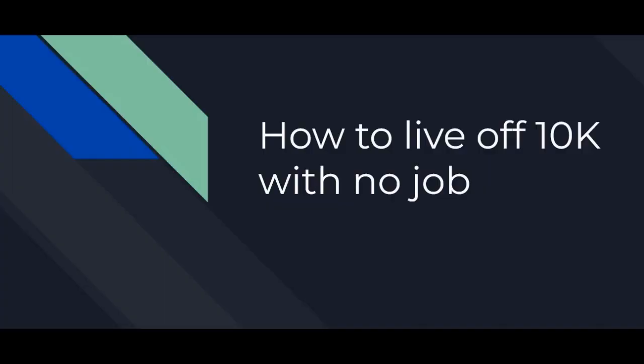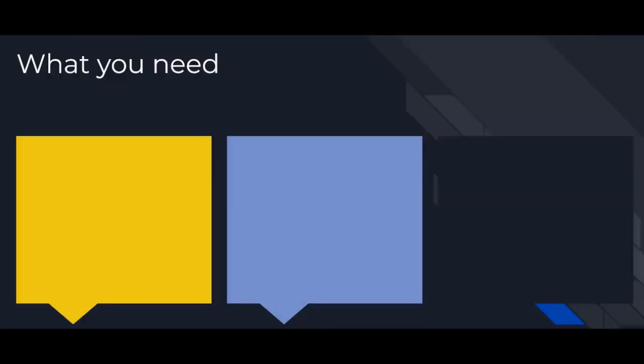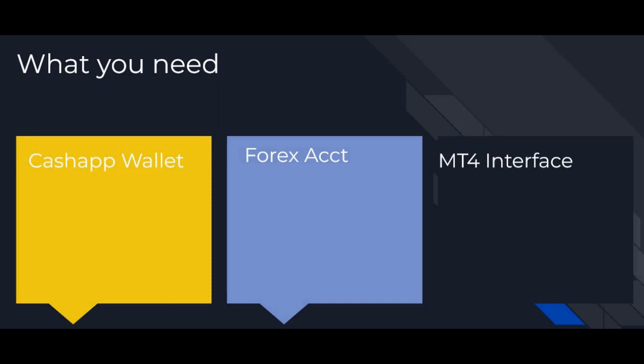In this video, I'm going to show you how to live off a Forex account with only 10K in it. You're only going to need 3 components. First thing you're going to need is a Cash App wallet. It can be any cryptocurrency wallet, but Cash App's convenient. You can install it on your phone, have it all the time. Next thing you'll need is a Forex account. And then last is your MT4 interface.